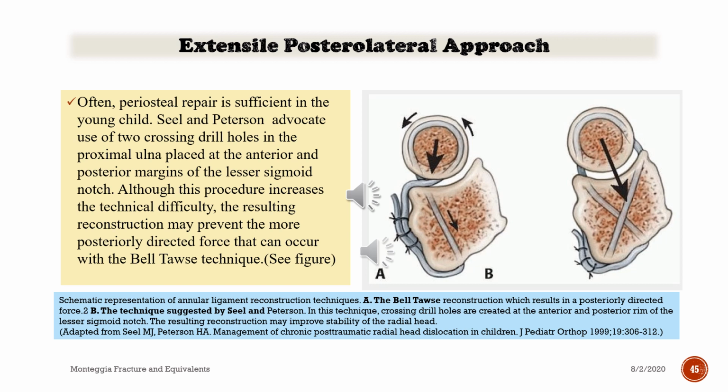Schematic representation of annular ligament reconstruction techniques. A. The Bell-Tors reconstruction, which results in a posteriorly directed force. B. The technique suggested by Seal and Peterson. In this technique, crossing drill holes are created at the anterior and posterior rim of the lesser sigmoid notch. The resulting reconstruction may improve stability of the radial head.